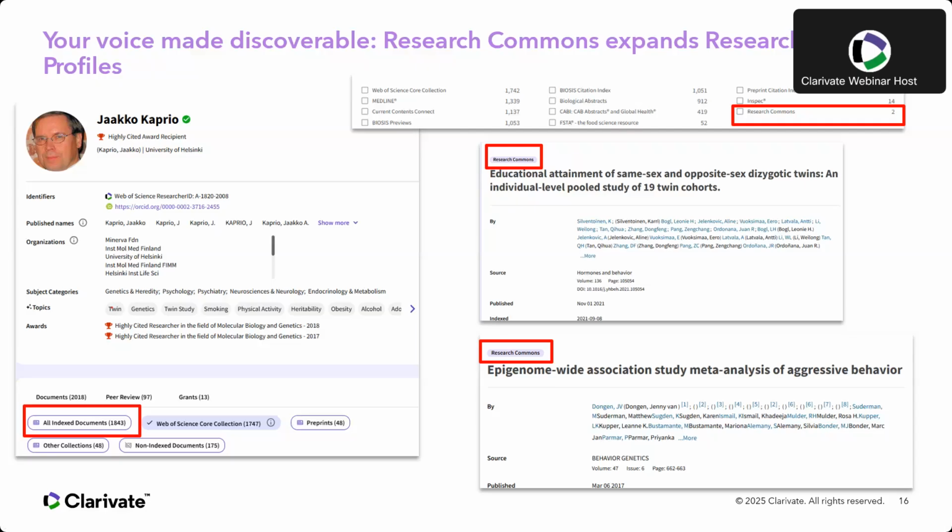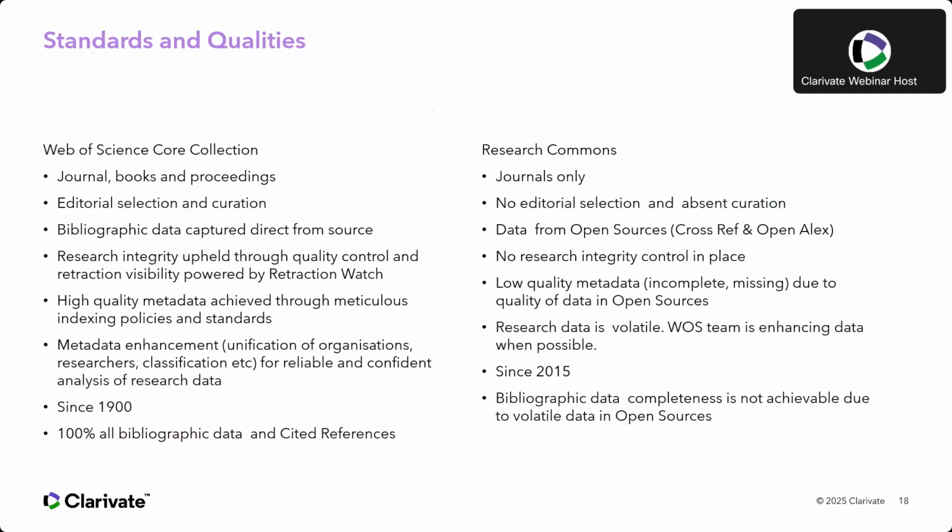Before doing a live demo, I want to put the Web of Science Core Collection side by side with Research Commons. I mentioned that several times. In the Core Collection, we're talking about journals, books, and conference proceedings. When we see indexed journals with impact factor, that means journals in the Web of Science Core Collection. Research Commons is only journals. To be indexed in the Web of Science Core Collection, this type of content, journals, books, proceedings, have to go through an editorial selection and curation.